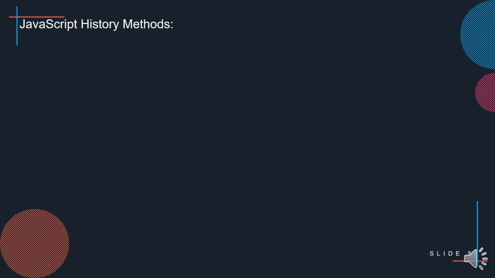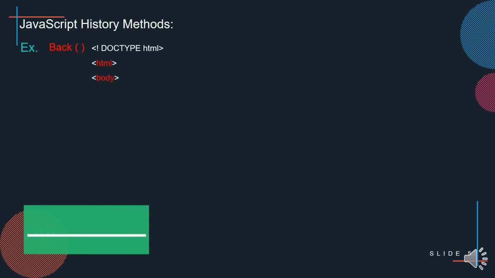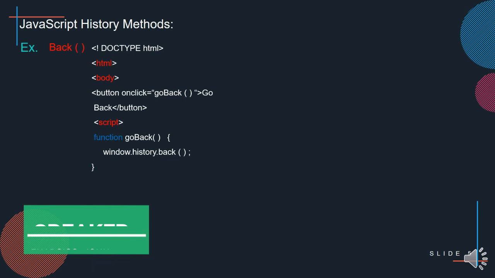Here are the sample codes of the history methods. The sample is the back method. Start with the doctype html declaration, followed by the HTML tag, the body tag, and a button with onclick. The onclick is an event attribute which executes a script when the button is clicked. A script tag. This function is what you need. history.back tells the browser to go back to the user's previous page. Close script tag, close body tag, and close HTML tag.